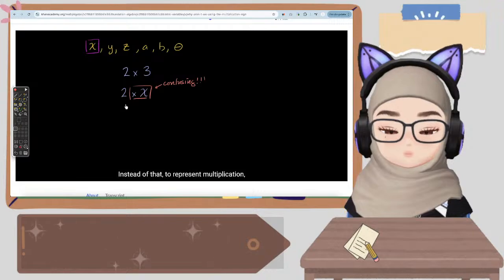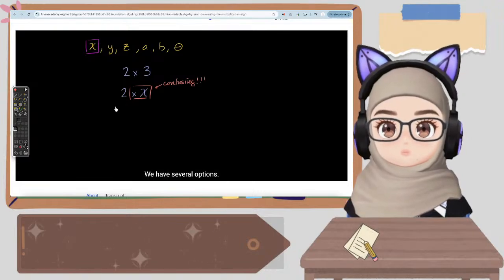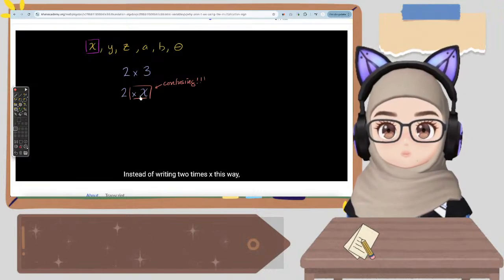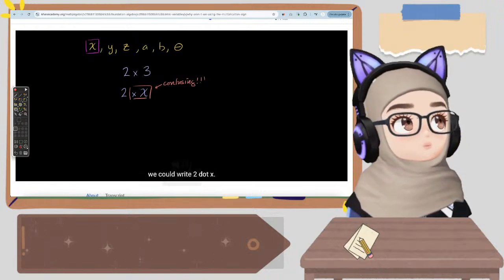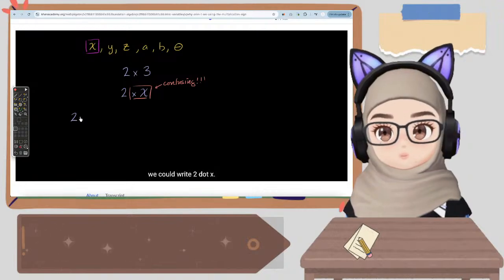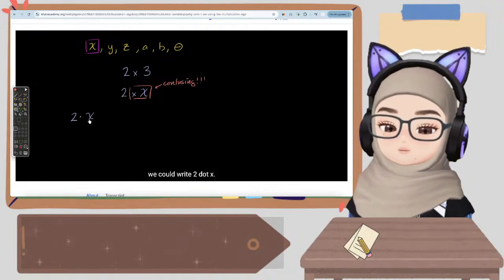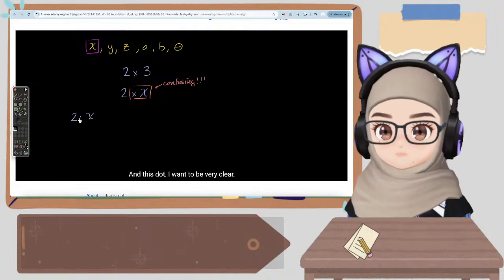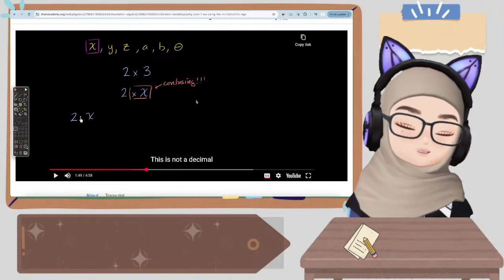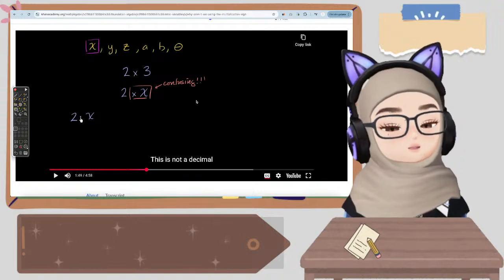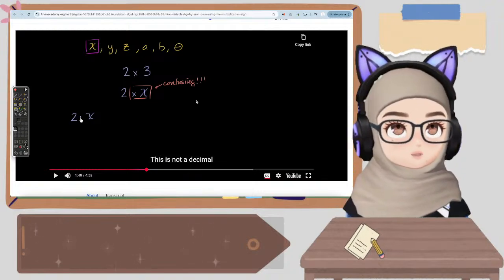Instead of that, to represent multiplication, we have several options. Instead of writing 2 times x this way, we could write 2 dot x. And this dot, I want to be very clear. See, exactly. Even the dot is not clear. I don't prefer it because it's too small for my eyes.